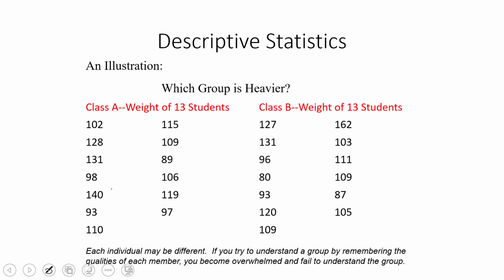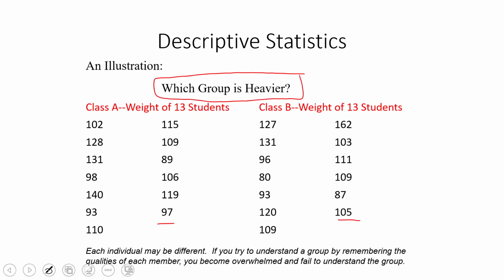Look at this example. We have two groups here, class A and class B, and these are their weights, so to say. Just as an example, we have 102 kilograms, 128 kilograms, 131 kilograms for class A, and on till we get to 97. And in class B, we have from 127 to 105 kilograms. Now, each individual may be different. If you try to understand a group by remembering the qualities of each member, it becomes challenging and you fail to understand the group. Now, the question is, which group is heavier?